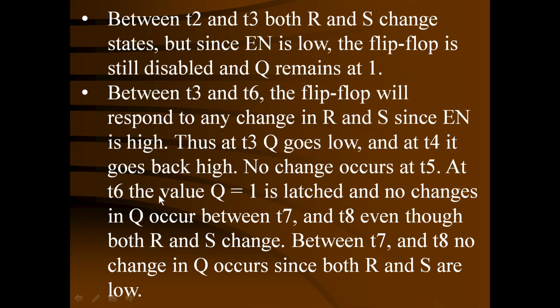At T6, the value of Q is 1, unchanged, and no change in Q occurs between T7 and T8, even though both R and S change, because the enable input is low. Between T7 and T8, no change in Q occurs since both R and S are low.